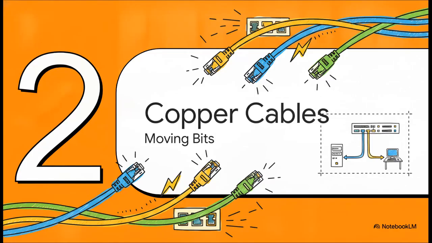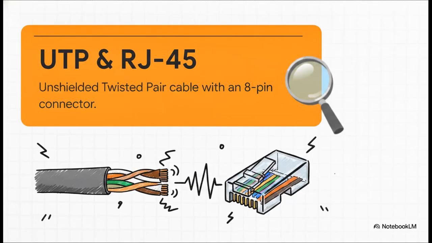Which perfectly brings us to Section 2, transmitting data over copper, or how we actually move those bits across the room. The go-to method for staying within that 100-meter limit is UTP, which stands for Unshielded Twisted Pair Cabling. And fun fact, those internal wires aren't twisted just to keep things neat. It's pure physics at work. Twisting them creates a magnetic shield that naturally cancels out outside interference. Without that twist, even a nearby power cable would corrupt your data instantly.